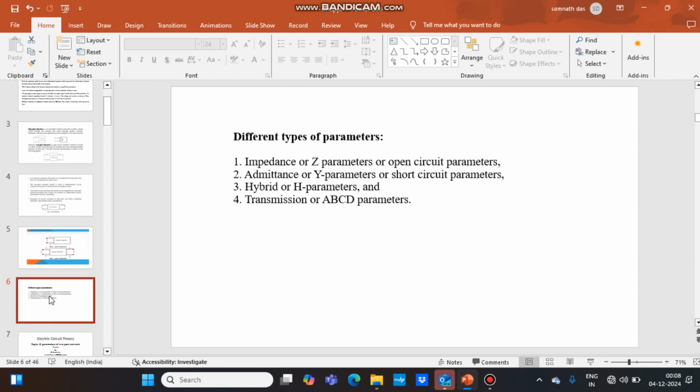To represent the two-port network, there are different parameters. First one is the impedance parameters or Z parameters. These Z parameters are also known as the open circuit parameters. Second one is the admittance parameters or Y parameters. These are also known as the short circuit parameters. Third one is the hybrid parameters or H parameters. This is called hybrid parameters because it combines both the open circuit condition as well as the short circuit condition. Fourth or last one is the transmission or ABCD parameters. In the coming lectures, I will discuss these different types of parameters one by one.